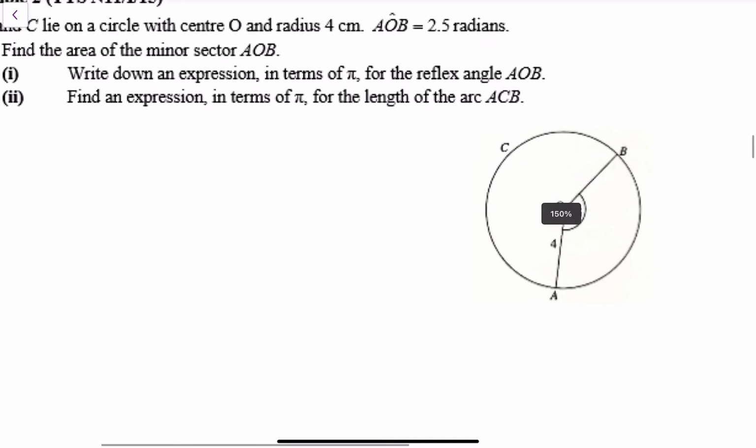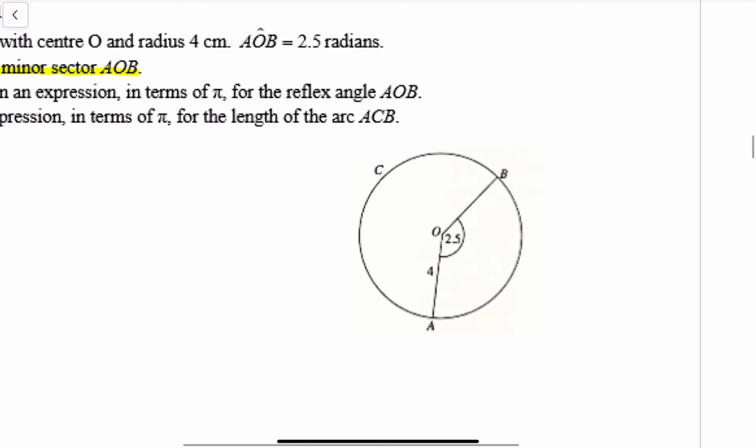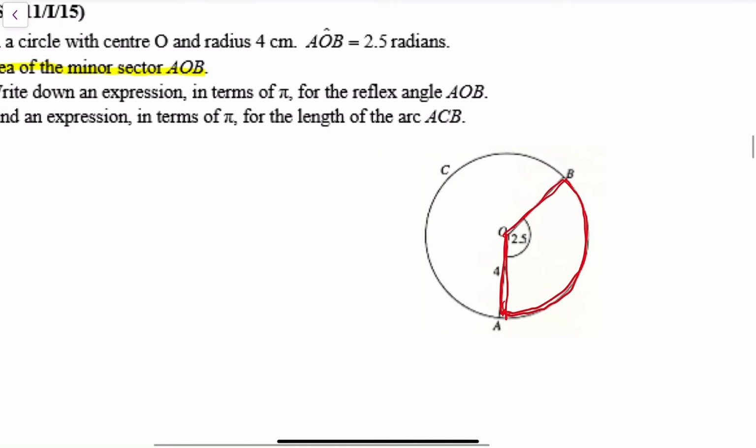Example 2. ABC lies on a circle with a center O and radius 4, and AOB is 2.5. For part a, they ask you to find the highlighted area of minor sector. So they are asking for the minor sector. If we want to find the minor sector here, we need to consider which side we are calculating. Minor sector is this part over here. If you are going to follow me and draw, please use pencil. I can erase it from here, but if you use pen, you cannot erase. So this is the minor sector.